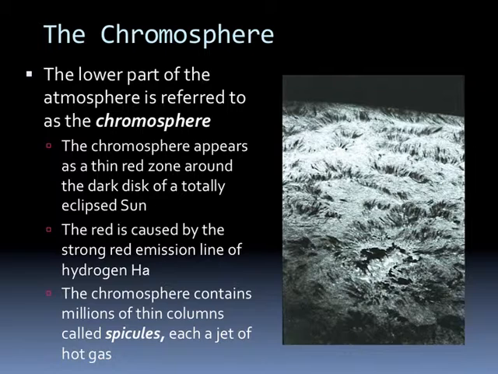The lower part of the atmosphere is referred to as the chromosphere. The chromosphere appears as a thin red zone around the dark disk if we look at a totally eclipsed sun. The red is caused by the strong red emission line of hydrogen spectra, hydrogen alpha it's called. The chromosphere contains millions of thick columns called spicules, each a jet of hot gas. In this picture you can see here all the spicules of jets of gas shooting off the surface of the sun.